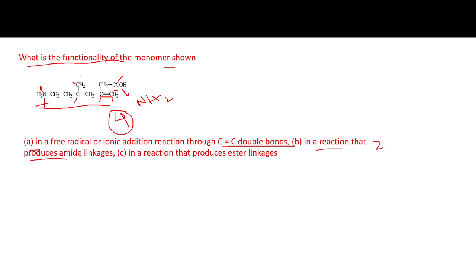Then in the reaction producing an ester linkage, an ester linkage is only possible when this acid reacts with another alcohol. But here only one acid is present in our monomer. So for producing the ester linkage, the functionality will be 1.